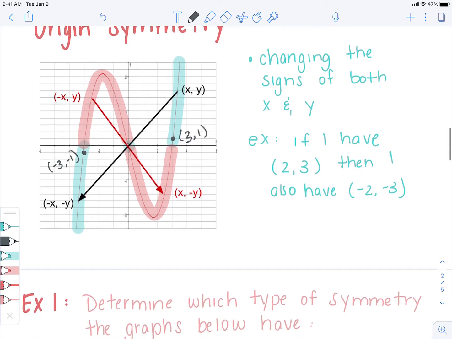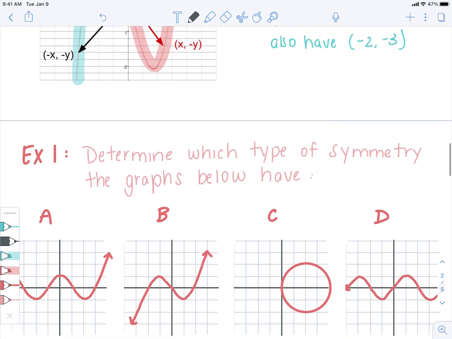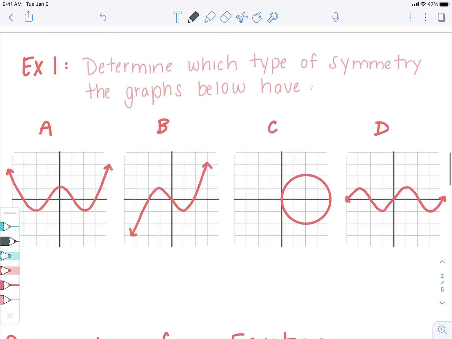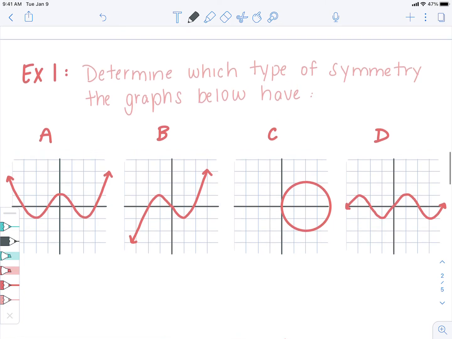So if I asked you to look at the graphs below and determine the types of symmetry they have. These are the types of questions you're going to see today. Look at the graph and decide, does it have x-axis symmetry? Does it have y-axis symmetry? Is it reflected over the origin? Or it could be completely different. It might not have symmetry at all. That is possible. So we will have an option of no symmetry when we're looking at the classwork.